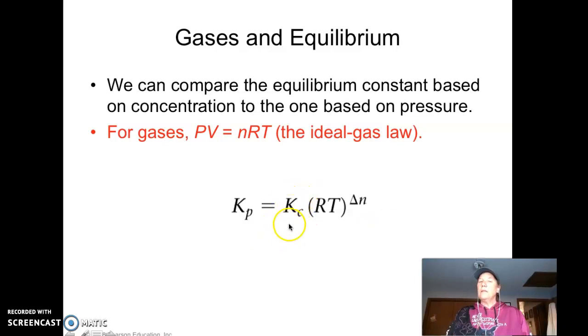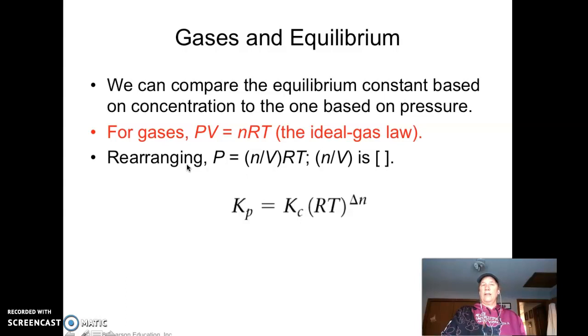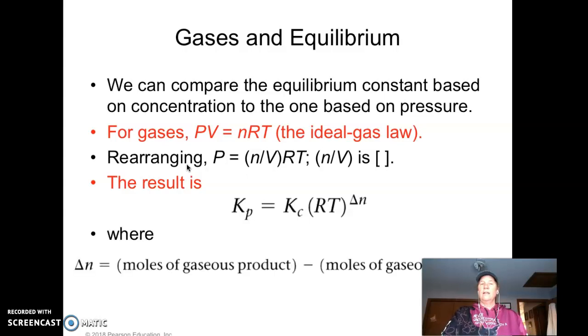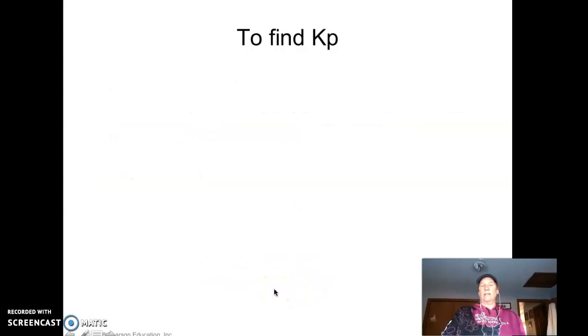The equilibrium constant, K sub C, times R, the gas constant, times temperature, which has to be in Kelvin, to the power of the change in moles. The way we do that is we take the moles of the product minus the moles of the reactant. That's the formula you use to find K sub P. So once you find K sub C, it's really easy to find K sub P. You just plug in the numbers. Again, the change in n, this number up here, is the moles of the gas product minus the moles of the gas reactant. And I'll show you an example.